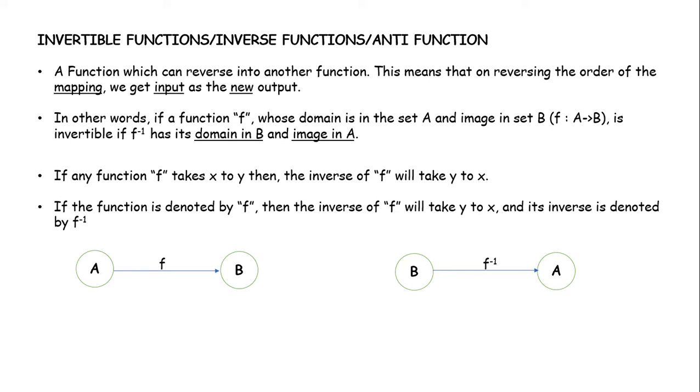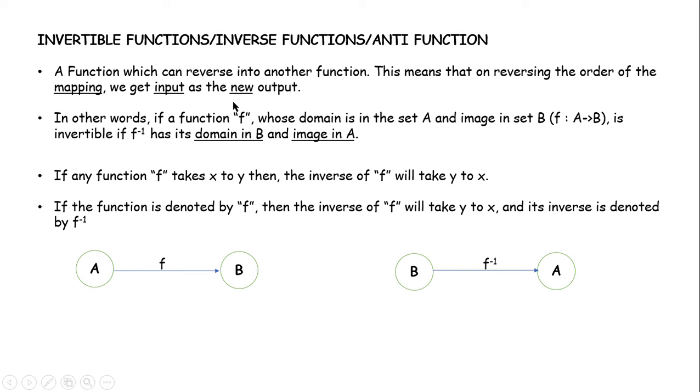So now the last category of functions is the invertible functions, which are also known as the inverse functions or anti-functions. So what is an invertible function? An invertible function is one which can be reversed. I can reverse that function. So basically, what do I mean by reversing the function? That means reversing the order of the mapping.